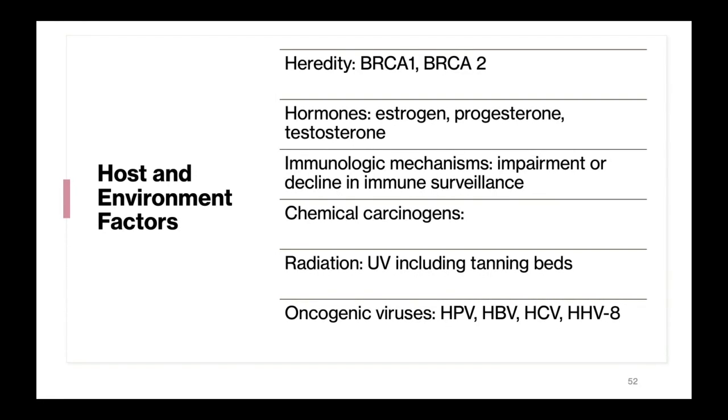So this is talking about how the patient's environment can affect that cancer. For example, in breast cancer, if you carry the BRCA1 or BRCA2 gene, that makes you much likelier to have breast cancer. Also whether you're taking exogenous hormones, so estrogen, progesterone, testosterone. If you have a poor immune system, you're around chemical carcinogens, you're smoking or whatever. Oh, there's a good radiation one, UV tanning beds. I should have thought of that. That's a big one, right? And then oncogenic viruses like HPV, hepatitis, and so on.